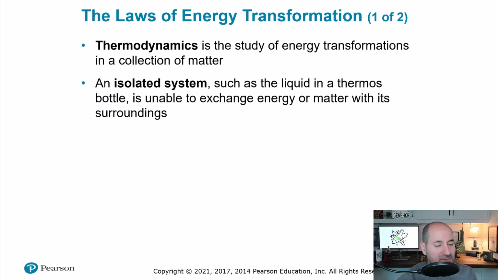Now, we've talked a little bit about energy transformation from kinetic to potential, for instance. But there's a whole field of study that focuses on energy transformation. And this field of science is known as thermodynamics, the study of thermodynamics. Thermo meaning heat and dynamics meaning movement. So thermodynamics is the study of energy transformations in a collection of matter. And people who study thermodynamics are trying to understand how energy works and how energy is transformed. But first, they have to define their system.